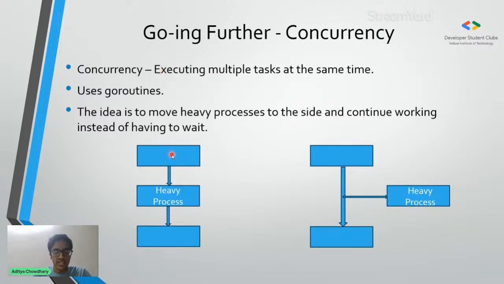So instead of having something happen, you call the heavy process, and you have to wait here for maybe 5 seconds or however long the process takes, and only then can you continue. Instead of that, you can just say, okay, I'm going to call this heavy process to the side and I'm going to continue on. You work in the background, right?